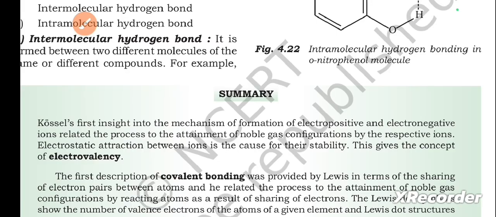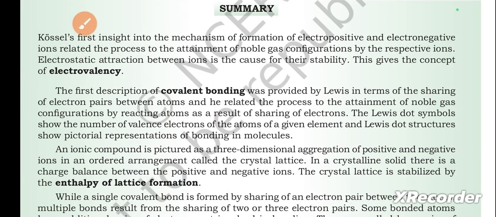Next is a summary of the lesson. Kossel's first insight into the mechanism of formation of electropositive and electronegative ions related the process to the attainment of noble gas configurations by the respective ions. Electrostatic attraction between ions is a cause for their stability. This gives the concept of electrovalency. The first description of covalent bonding was provided by Lewis in terms of the sharing of electron pair between atoms, and he related the process to the attainment of noble gas configurations by reacting atoms as a result of sharing of electrons.